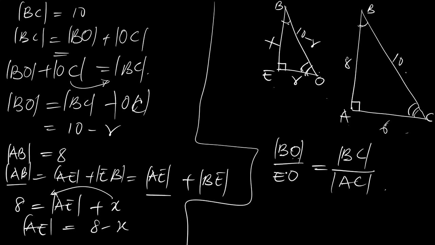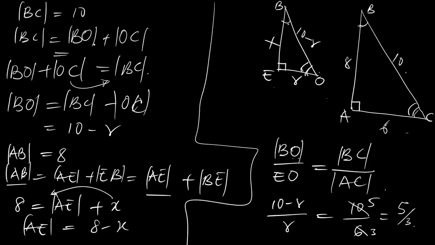Well, now BO is what? 10 minus R divided by EO, which is R, equal to BC, which is 10, divided by AC, which is 6. So 10 divided by 6, you have 5 over 3. Since we have gotten 5 over 3, this is (10 minus R) all over R equal to 5 all over 3. That's what we got.